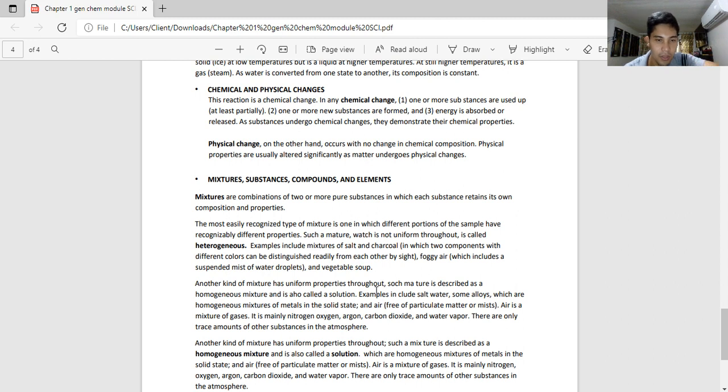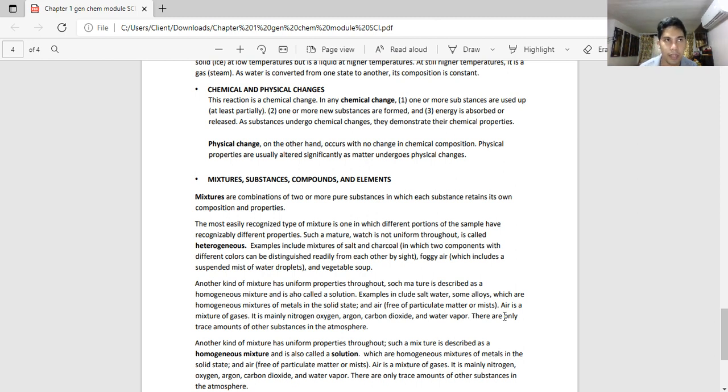Another kind of mixture has a uniform property throughout. Such a mixture is described as homogeneous. A homogeneous mixture is also called your solution. Examples include salt water, some alloys, which are homogeneous mixtures of metals in a solid state, and air, free of particulate matter or mist. In your salt water, you cannot see the salt in the water. The salt itself mixed with the water, therefore they combined.